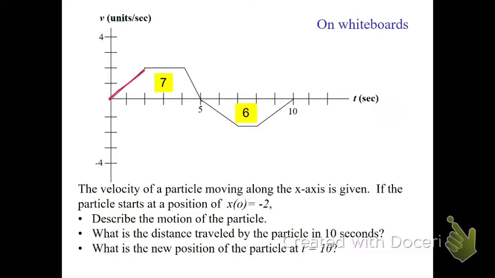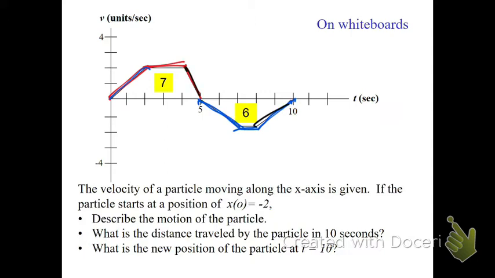Particle's moving to the right. Speeding up, constant speed, slowing down. Particle's moving left for all of this. Speeding up, constant speed, slowing down. Speeding up, going away from 0, slowing down, going towards 0.